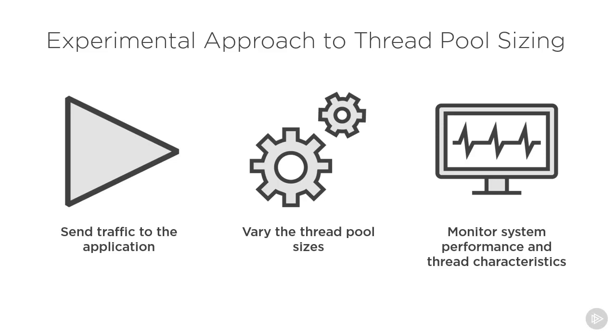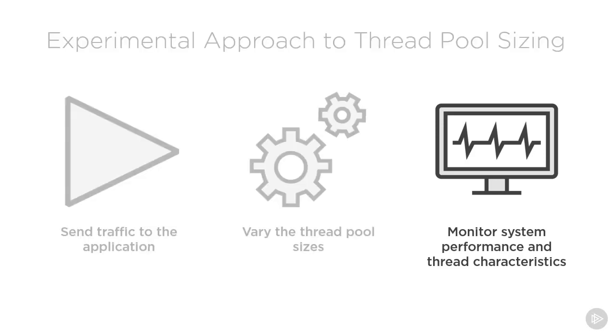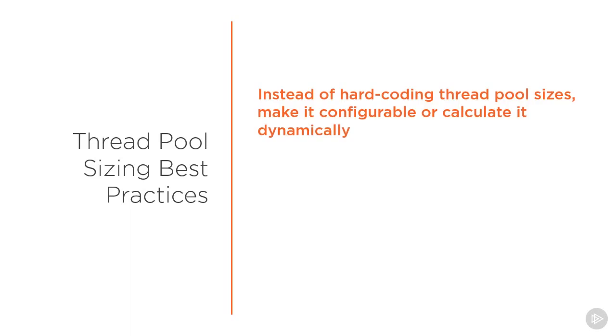Regardless of which approach you decide to use for thread pool sizing, for important thread pools, it's still beneficial to monitor thread pool behavior. Also, due to the nature of thread pool sizing, a best practice is not to hard-code the thread sizes into your code, but instead to make it configurable using some configuration method like a config file, or to dynamically calculate it based on the runtime.availableProcessors method.